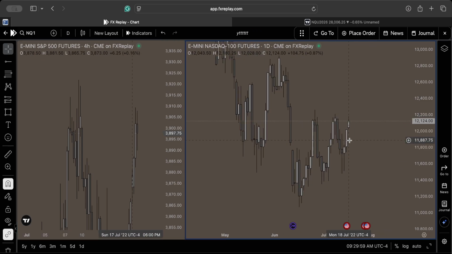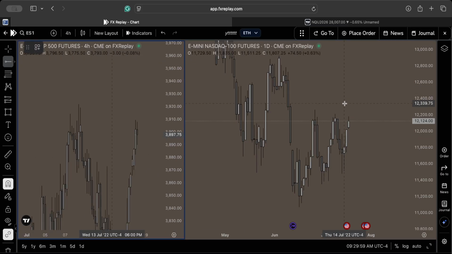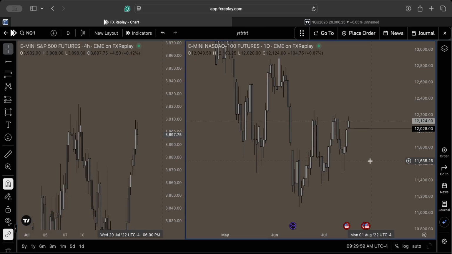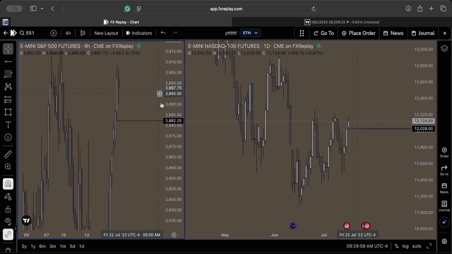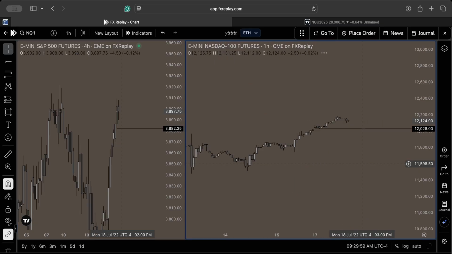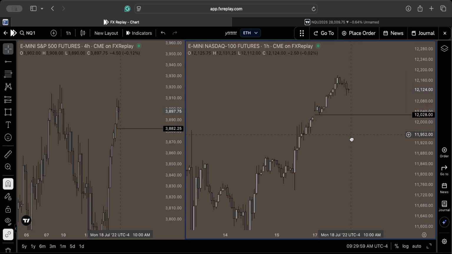4 hour. Oh wait, I have a suspicion that maybe we have a glitch. Hold on. Oh, never mind. Okay, we're safe. That's just a weird candle. All right. So we have this 4 hour gap right here on NQ, and then we also have this 4 hour gap right here on ES. I'm going to be using these as my condition. I really don't have to scale down any lower to see that we are bullish.